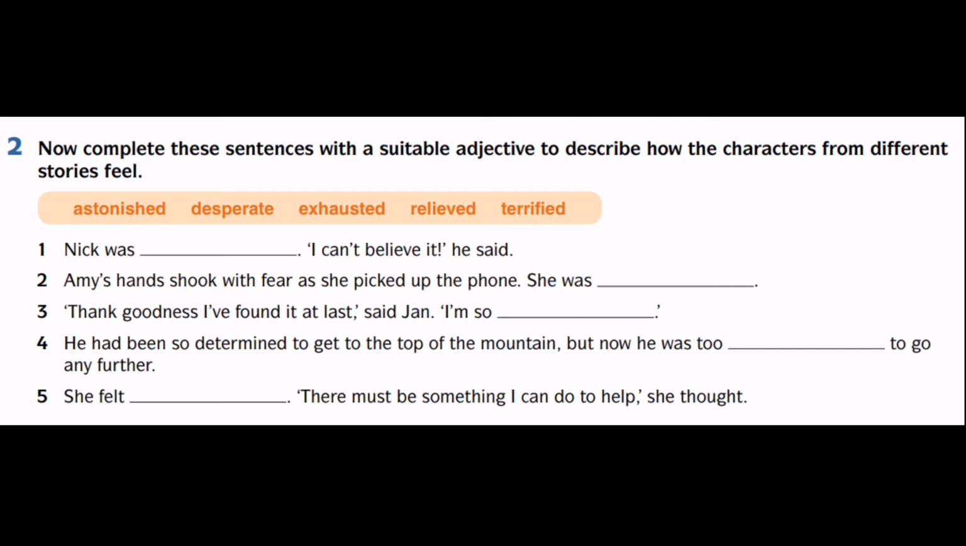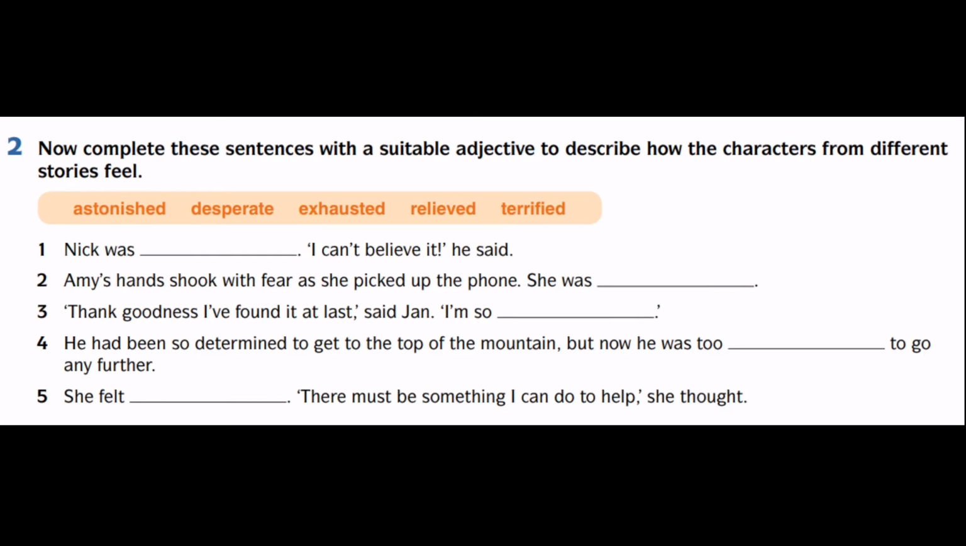Okay, so let's discuss the answers. Nick was astonished. "I can't believe it," he said. Okay, so that would be the first one. Number two: Amy's hands shook with fear as she picked up the phone. She was terrified. Number three: "Thank goodness I have found it at last," said John. "I am so relieved." Number four: he had been so determined to get to the top of the mountain, but now he was too exhausted to go any further. Last one: she felt desperate. "There must be something I can do to help," she thought.